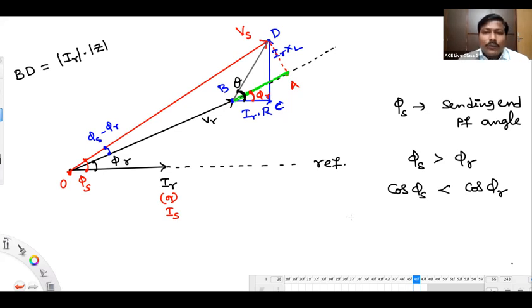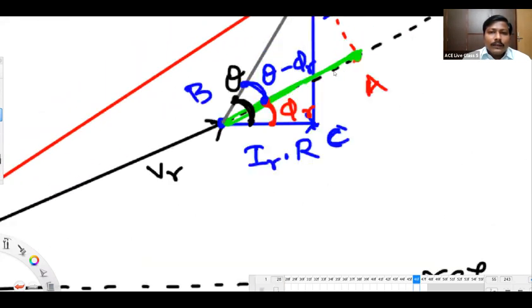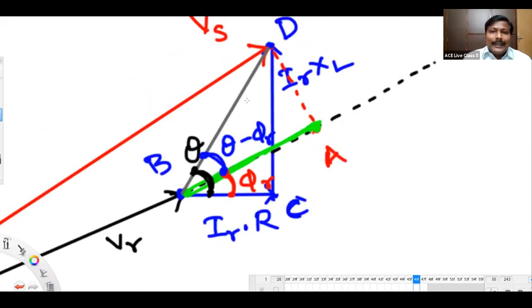Good. Now, what is this angle? This angle will be theta minus phi r. Now, how does triangle ABD look to you? Triangle ABD is a right angle triangle.